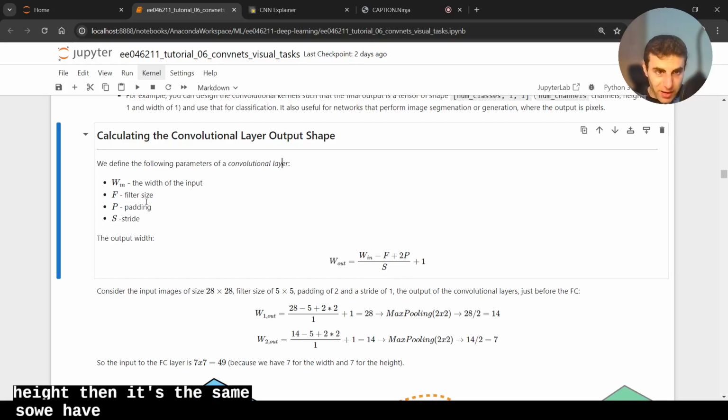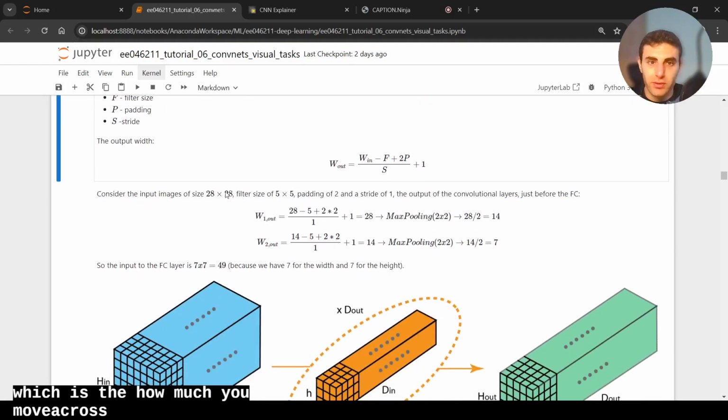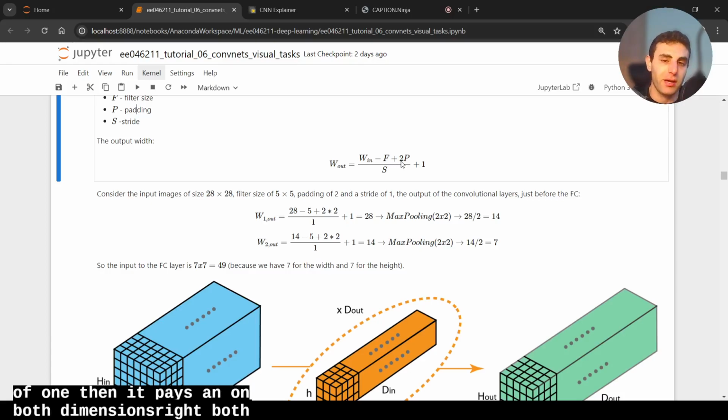So we have W, we have F, the filter size. Usually sizes are 3 by 3, 5 by 5, 7 by 7. We have the padding value, so how much you pad, and you have the stride, which is how much you move across. So the convolution formula is W out equals W in minus F plus 2 multiplied by the padding, divided by the stride, plus 1. So why 2? Because padding is symmetrical. When you input the padding of 1, it pads on both sides of the image.